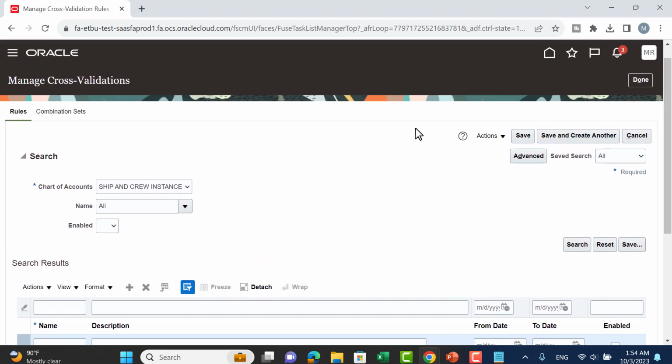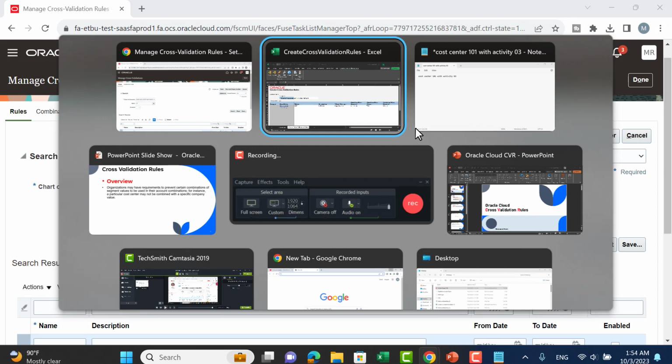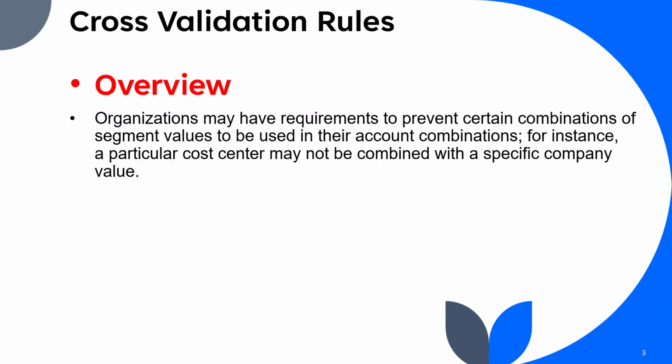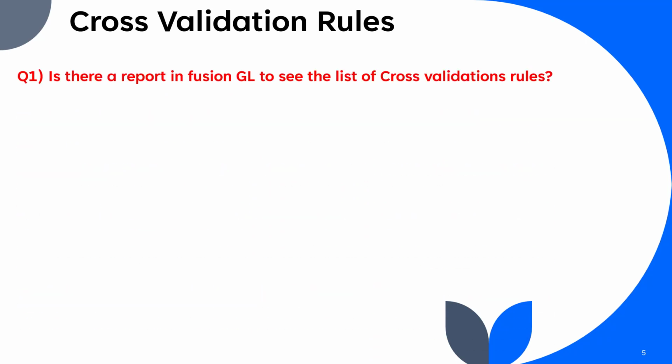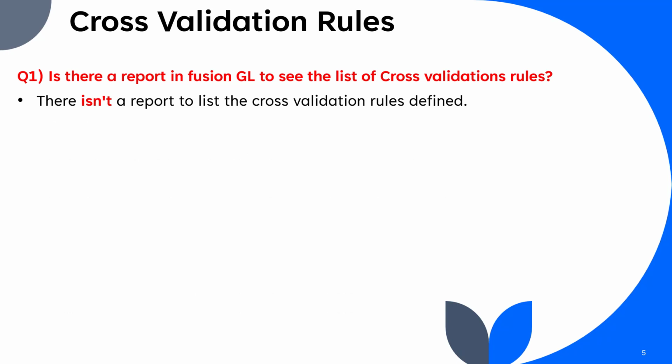Let's go back to the slides. So this is the overview and these are the setup steps. Let's answer some of the questions. Is there any report in Fusion GL to see the list of cross validation rules or not? The answer is there isn't any report to list the cross validation rules defined in Oracle.